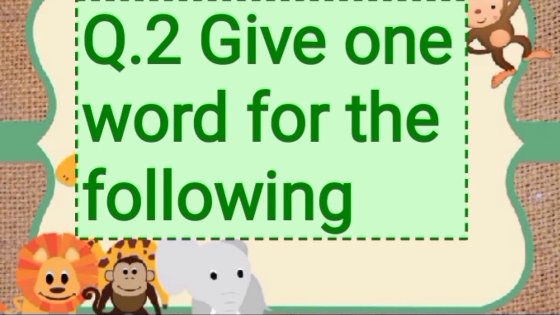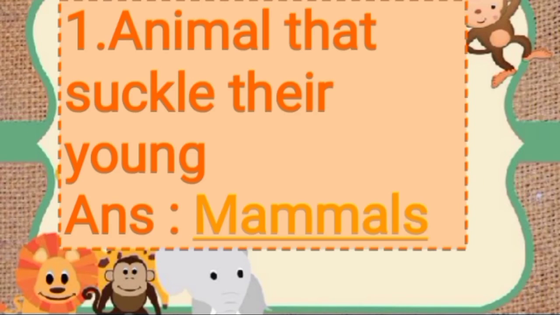So let's revise. Question 2. Give one word for the following. First, animals that suckle their young. Answer: mammals. Here, suckle means to allow to suck milk.